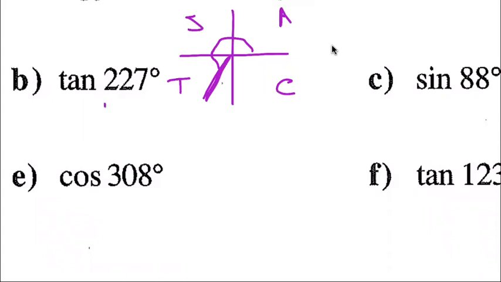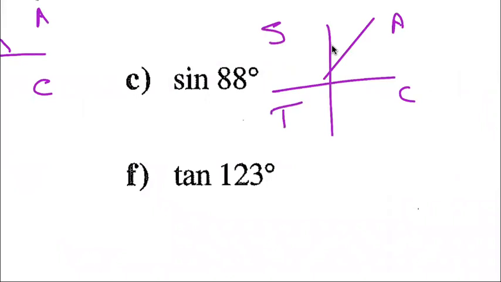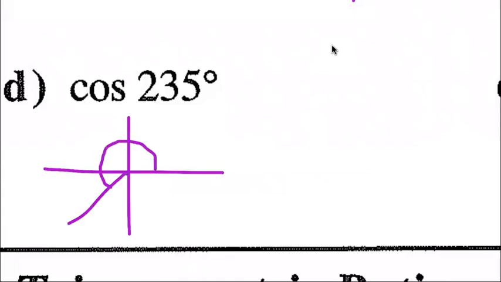Well, I might be able to draw grids everywhere. Tangent 227 degrees. Here's my coordinate grid. It's going to start here and at 227 end somewhere in here. This is quadrant 3. In quadrant 3, CAST, my tangent is positive, so this is going to be positive. Sine 88 degrees is in quadrant 1, out here somewhere. CAST, all trig ratios in quadrant 1 are positive. This will be positive. In question D, here's my grid. My angle is going to be somewhere in quadrant 3, somewhere around 235 degrees. In quadrant 3, C, A, S, T, tangent is positive, so this is going to be negative.